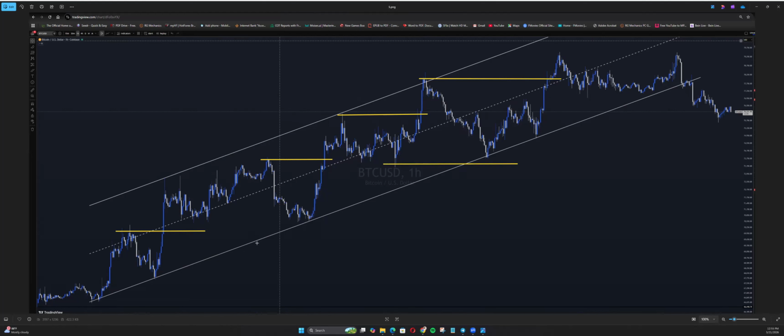So in an uptrend, market keeps breaking the highs. It keeps breaking the highs, the highs, the highs in an uptrend. So now let's talk about the downtrend.